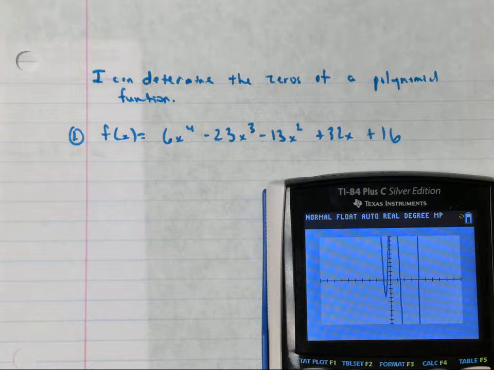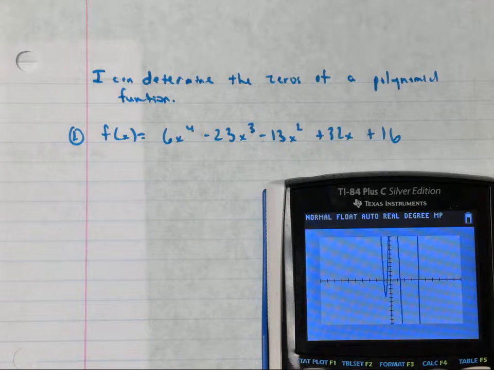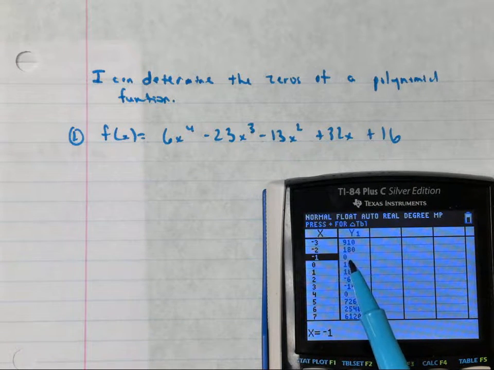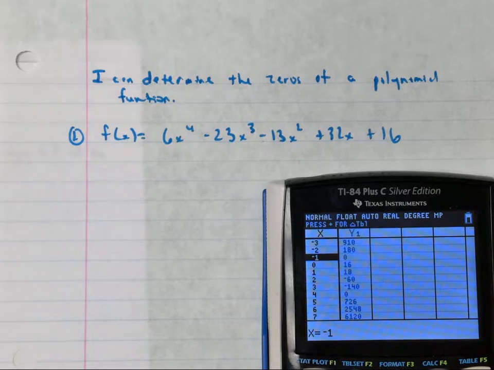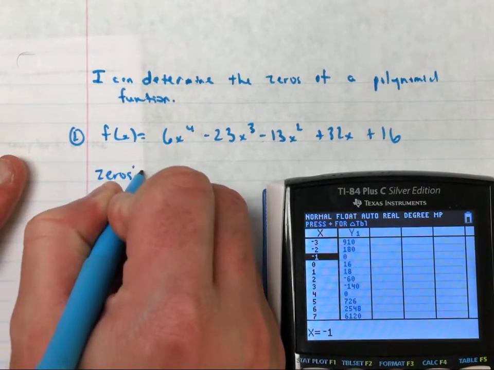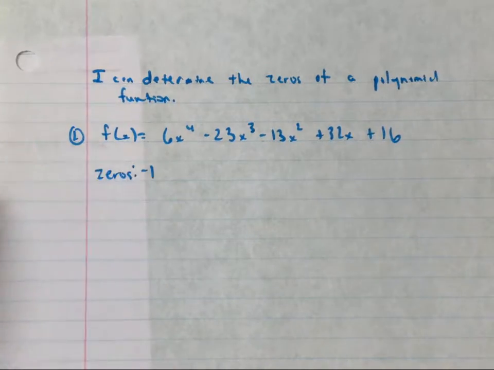And if you look, it crosses clearly at -1. Now you can use your table function, second table, and check at -1. I'm going to highlight -1. If you highlight -1 and come across, you see there's 0 by -1. So you know that that is a 0. So I'm going to start making a list of zeros. So I know -1.